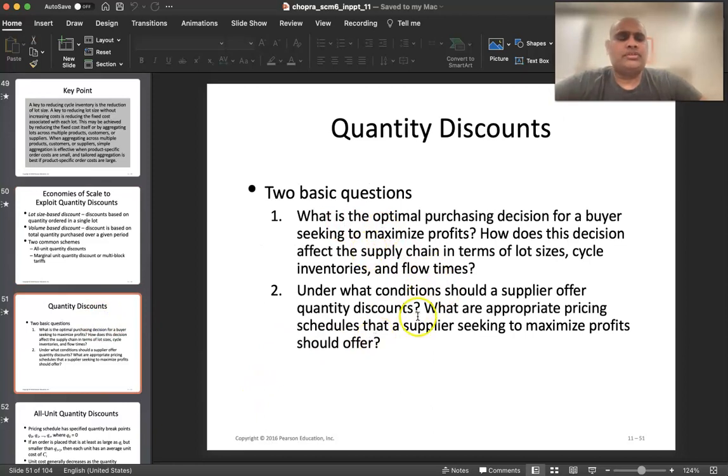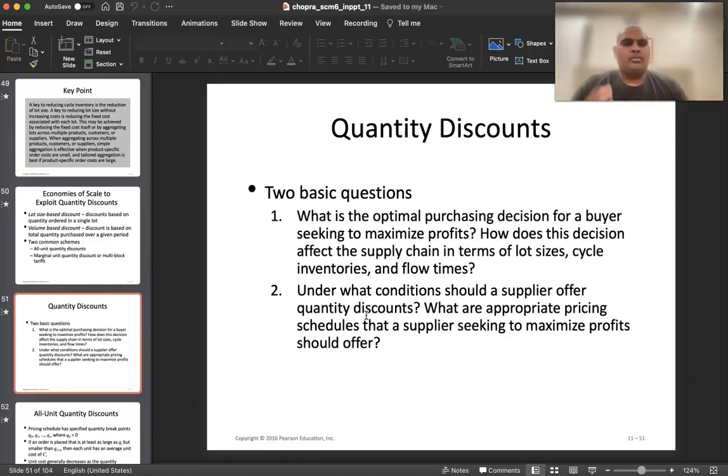There are two sets of questions that you would answer for quantity discounts. One is, what is the optimal purchasing decision? That is, what is the optimal order quantity, and how does that affect our lot sizes, cycle inventories, and all of that? And under what condition should a supplier offer quantity discounts? So why should suppliers offer quantity discounts at all? Why does that make sense?